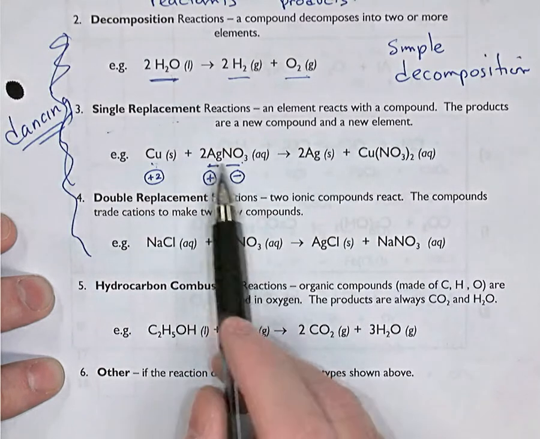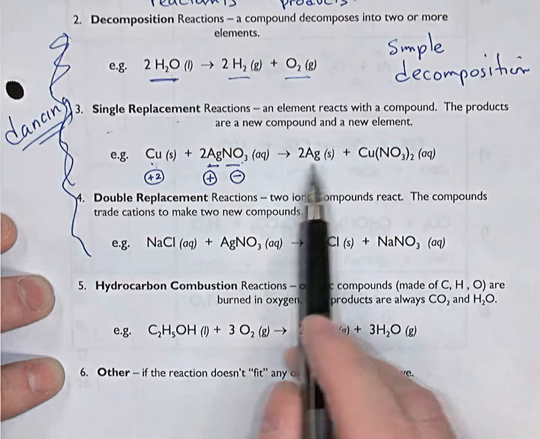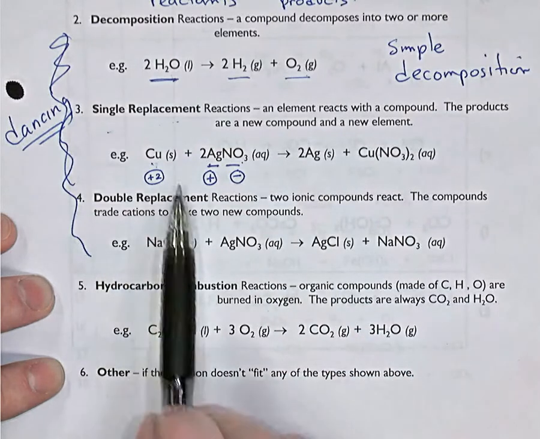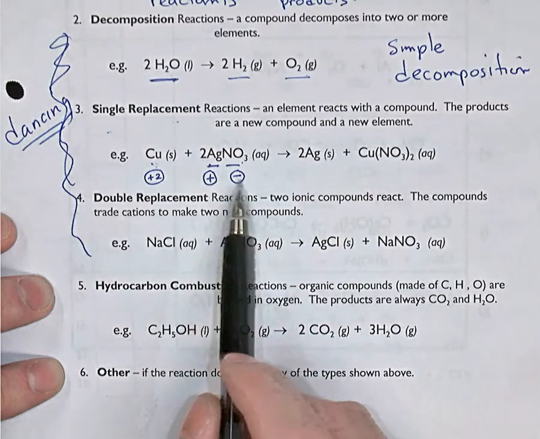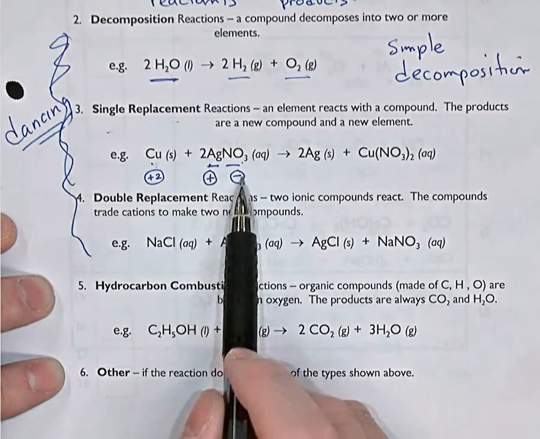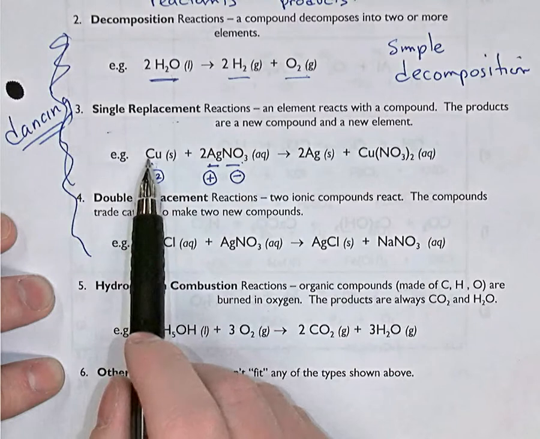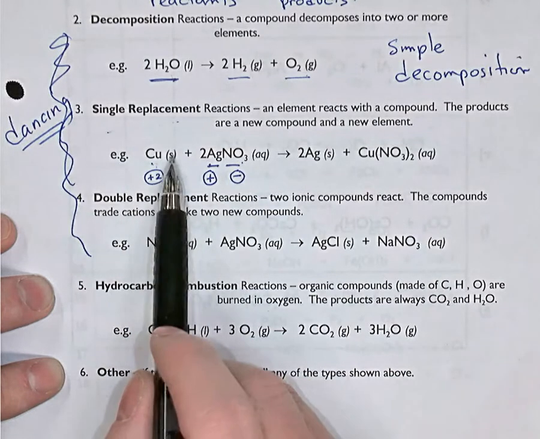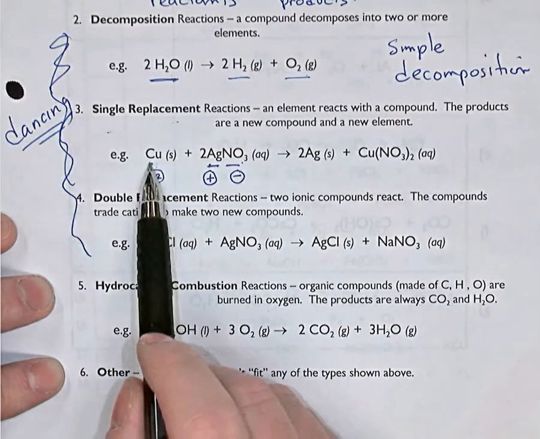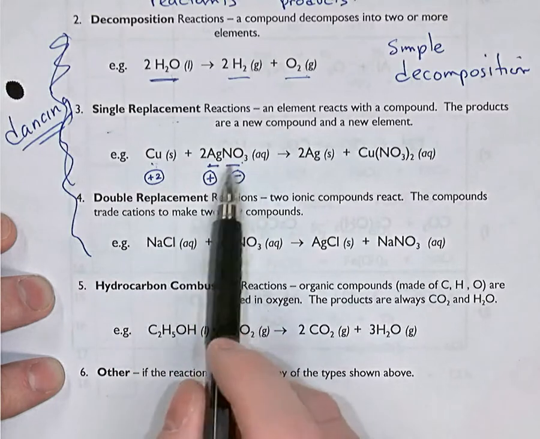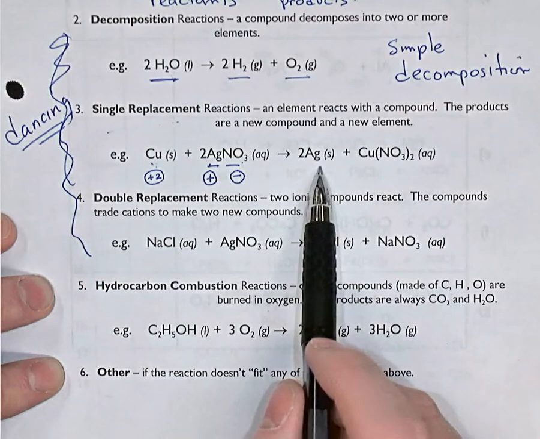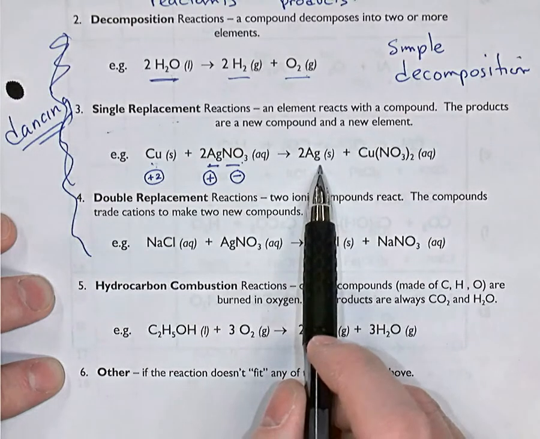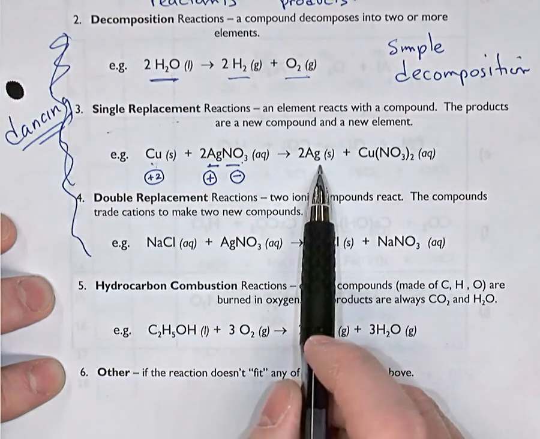And then the silver has lost its dancing partner, and you have silver by itself. So there's the single replacement reaction. You have a compound made of two ions, positive and negative, reacting with an element. Compound, element. And what happens is the element goes in, kicks out one of the ions, and you get a new compound and then a new element. Okay, there's the distinctive way to recognize single replacement.